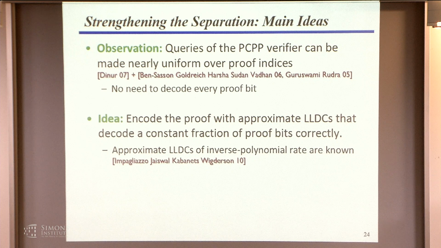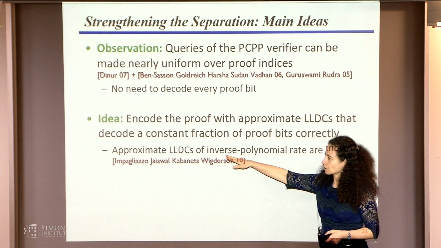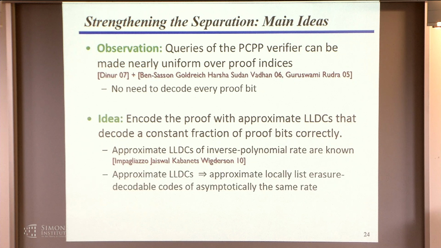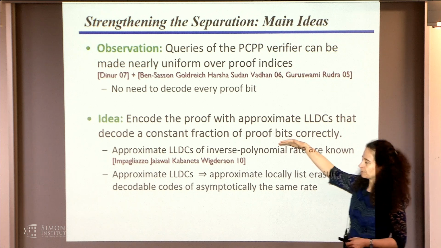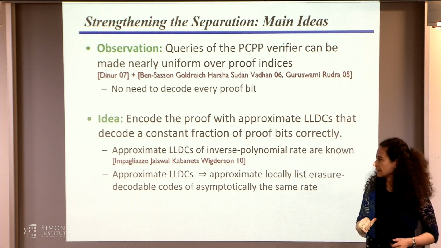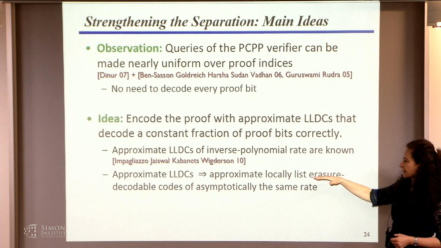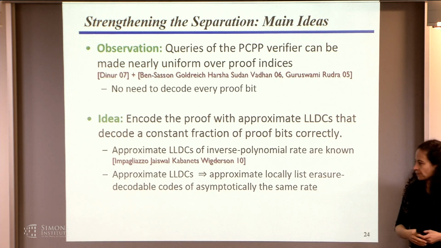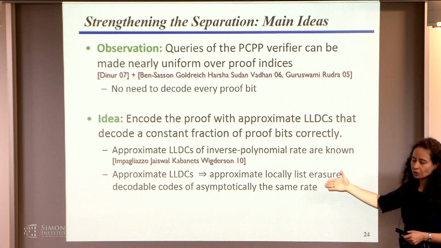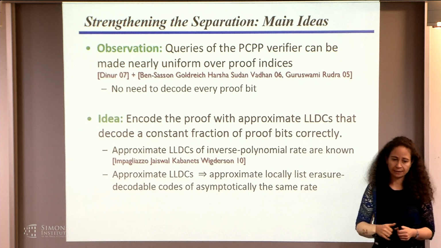And approximate locally decodable codes of inverse polynomial rate are actually known, and they've been used in other contexts. So we use such a code. One observation is that if you have a code that works against errors, you can make it work against erasures with asymptotically the same rate, and you can handle twice as many erasures as you can handle errors.